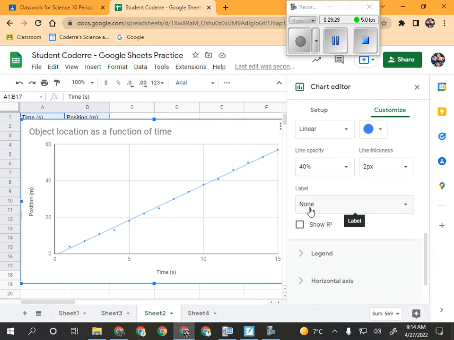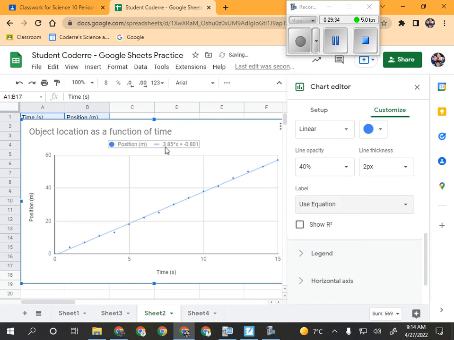I don't have a label yet for my line, so I'm clicking here on label where it says none, and I'm getting my equation. So now I've got my equation there, and my y-intercept is negative. Is that okay? It's 100% okay. There's absolutely nothing wrong with having your y-intercept be a negative number. It just means your graph starts before whatever your reference point is. So if this was a start line and a finish line, they started behind the start line. No big deal. All right, so we've got everything we need there.